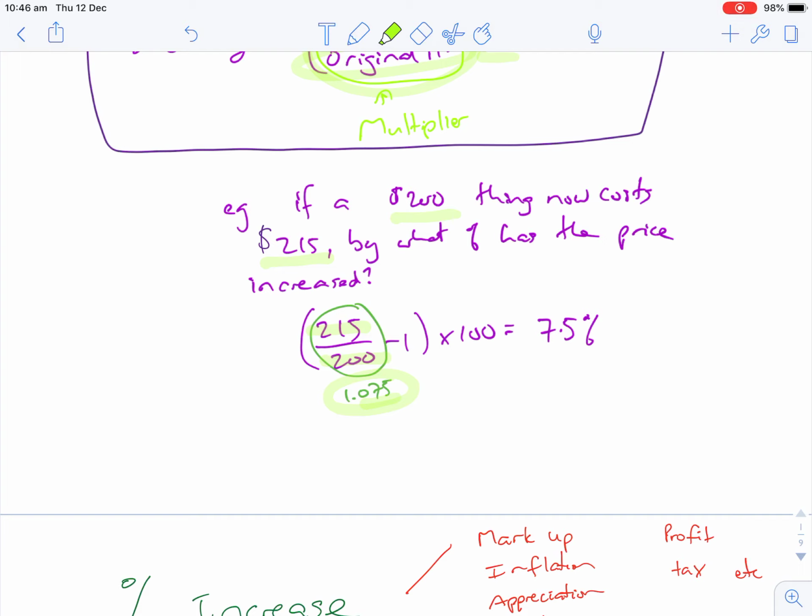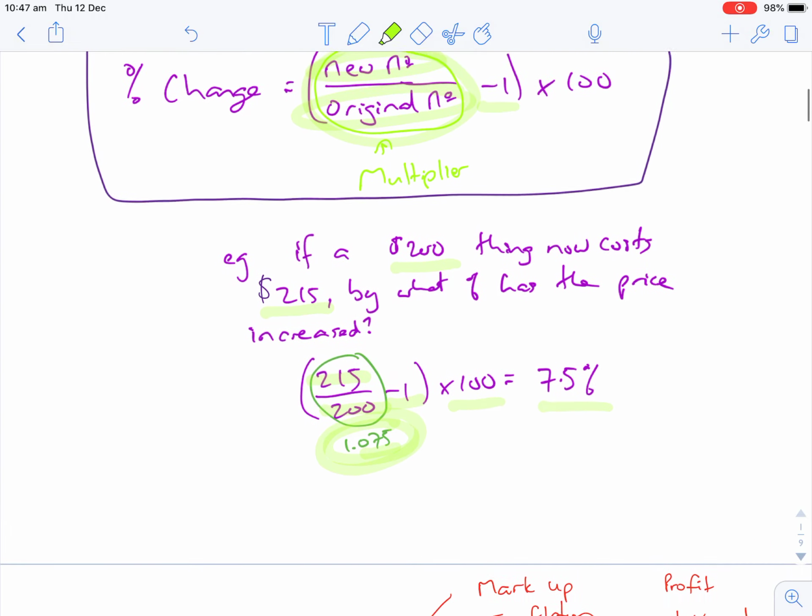So as long as I've got a number of 1 or more, I know I've gone up. If I had a multiplier that started with a 0, then I know I've gone down, because if I times anything by a number less than 1, then I know I'm going to reduce that number. So in our case, if I was happy interpreting multipliers, I could see from this that it's going to be a 7.5% change. If I wasn't happy with that, then taking away the 1 would leave me the 0.075, and then timesing it by 100 would convert it into a percentage, which is 7.5% in this case.